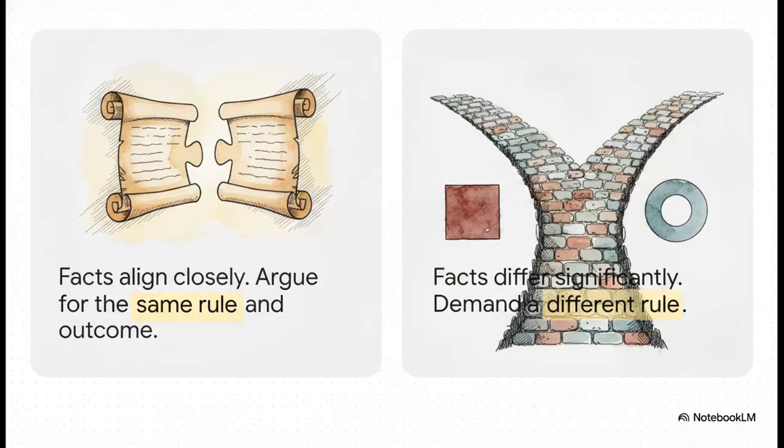This right here is the actual bricks and mortar of legal advocacy. The crucial point is that you only distinguish when the factual differences are legally significant and directly influence the underlying legal rule. If your client's facts match the precedent, you analogize, you tell the court, look, these situations are identical, so you must apply the same rule and give us the same outcome.